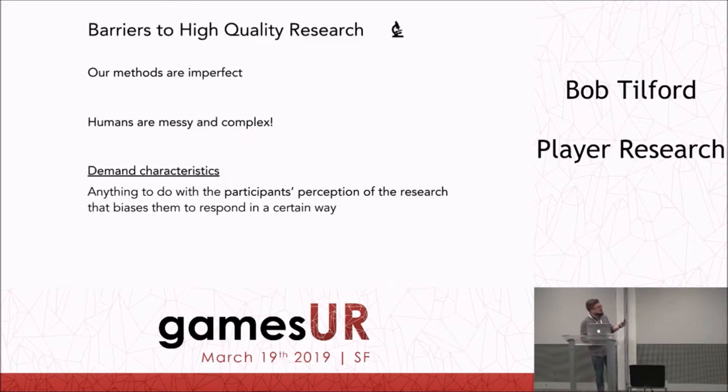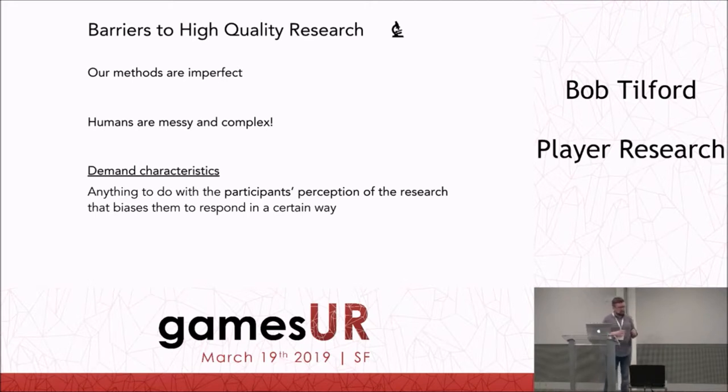So we've also got this aim of doing high-quality research, and what sort of things can get in the way of that? Of course, our research methods aren't perfect. Everyone is probably aware of that. We do things like behavioral observation, surveys, interviews, analytics, all these kinds of things, but none of them are perfect research methods. There's no such thing. This is particularly the case for us because we do research with human participants. And of course, everyone probably appreciates as well that humans are complex, messy things.